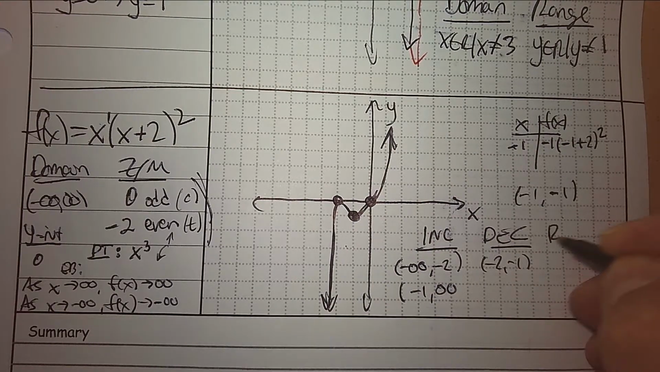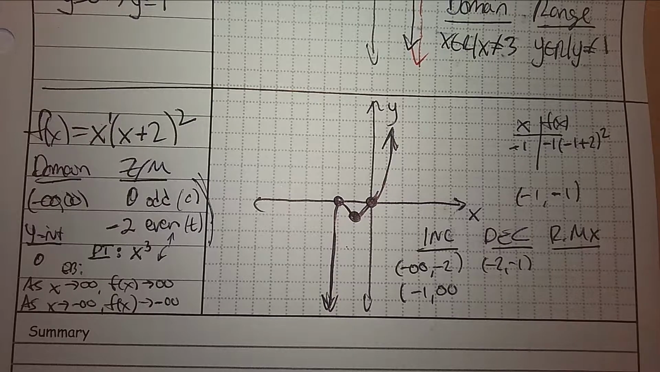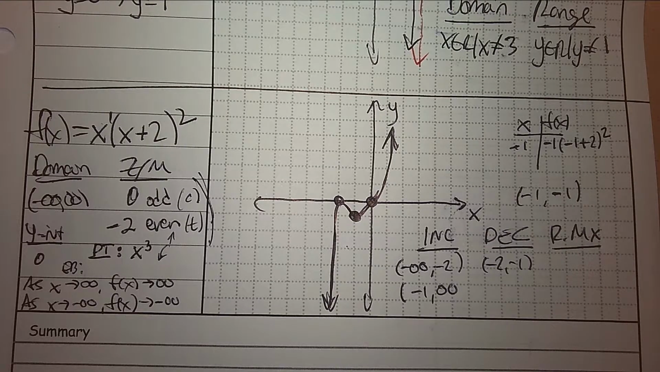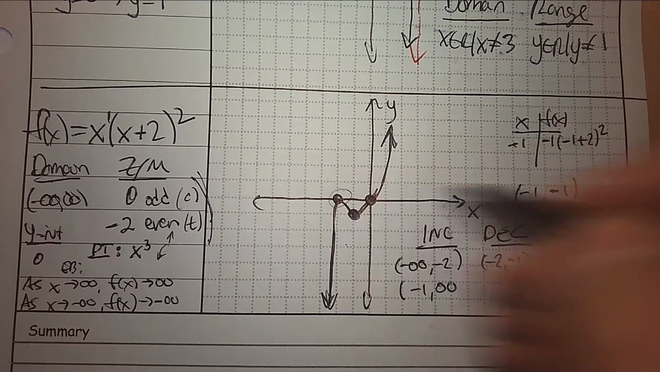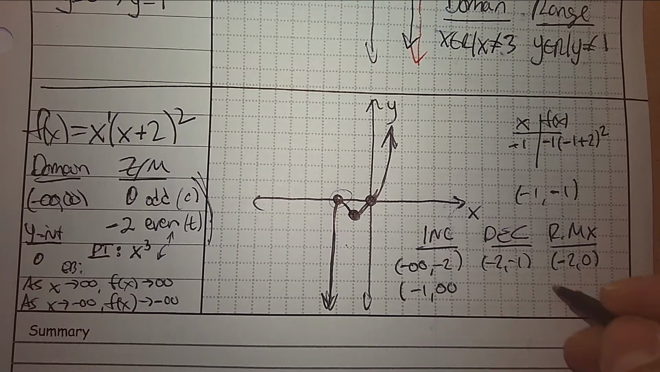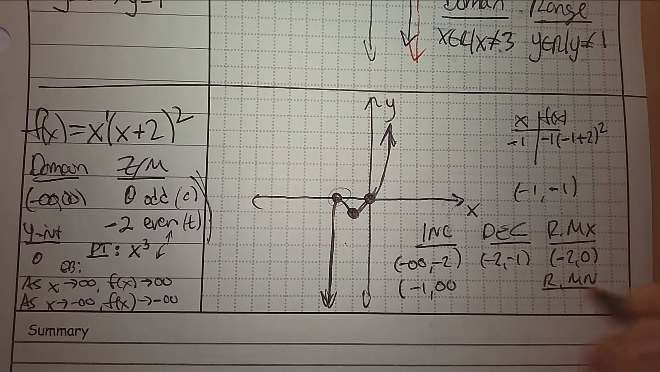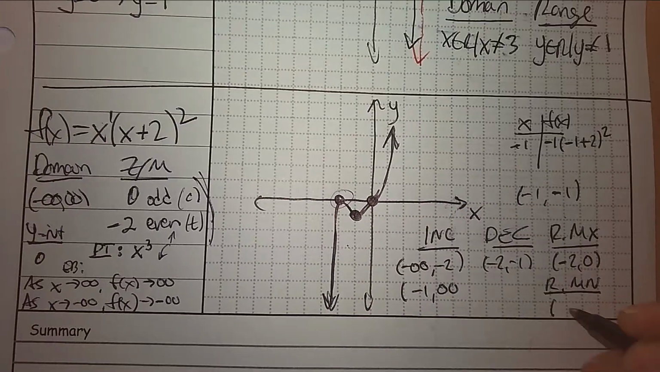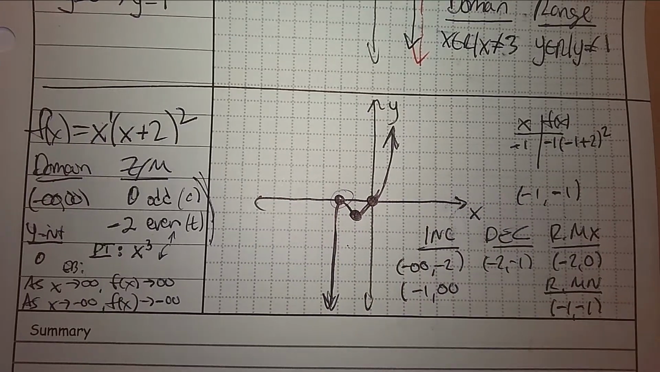If I ask you for the relative max, where's the maximum? Where's the turning point that's a high turning point? At (-2, 0). Where's the relative minimum? The low point there is at (-1, -1).